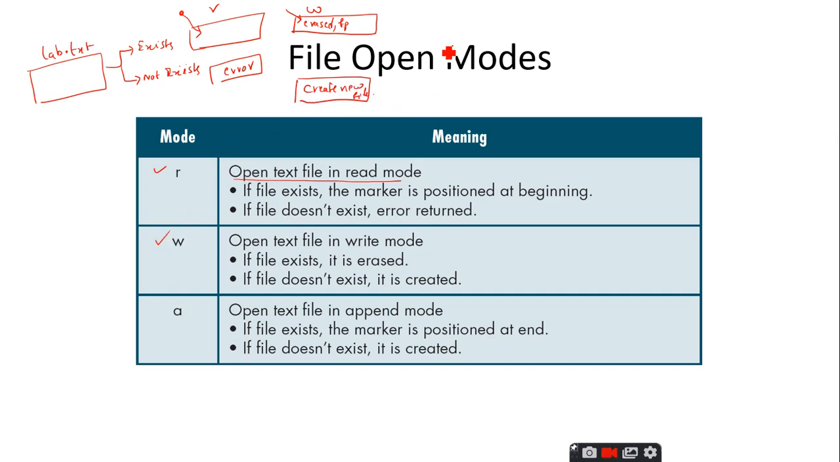Next, what happens in the append mode? When you want to open a file in the append mode and the file exists, it is going to open the file, leave the contents as it is, and the file pointer will be pointing to the end of file at the last position. And if the file does not exist and when you try to open it in the append mode, then it will create a new file.